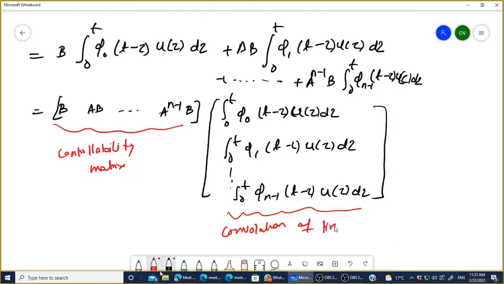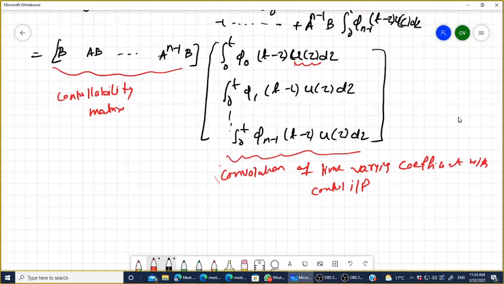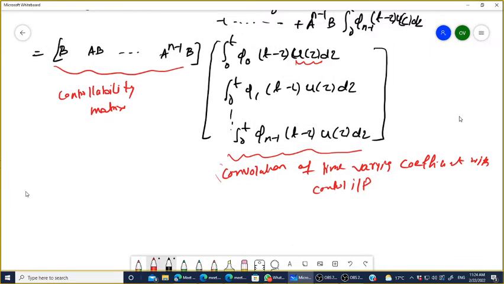of time varying coefficient with control. Yes or no? U tau is control. This is the time varying coefficient. Okay. So control input with control input. So it means with the help of the control input you can steer the time varying coefficient. Yes or no? So it is very very important.